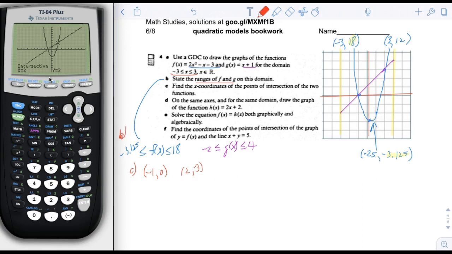D, on the same axes and for the same domain, draw the graph of the function h of x equals 2x plus 2. So let's put that one in. I'm going to delete this one, and I'm going to put 2x plus 2 in for a new function. Now I'm going to graph. Okay, and so now it wants me to draw the graph of 2x plus 2.